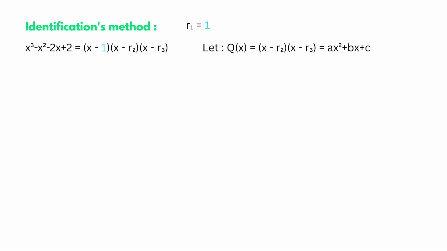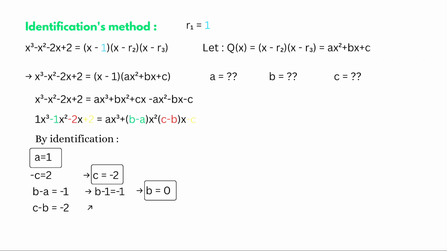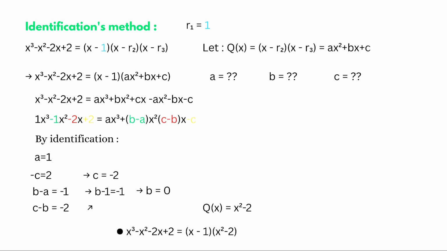Let Q of x equals ax squared plus bx plus c, therefore P of x equals x minus 1 times Q of x. After expanding and identifying the coefficients, we find that a equals 1, b equals 0, and c equals minus 2. Therefore, Q of x equals x squared minus 2. So the factorization of P of x is x minus 1, x squared minus 2.